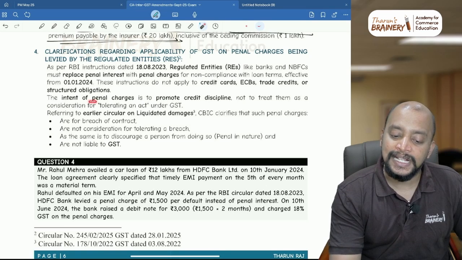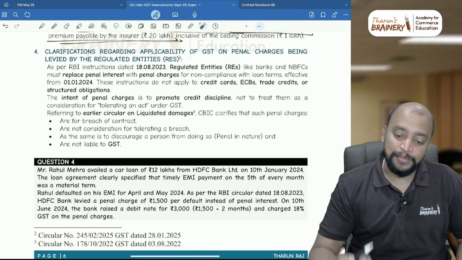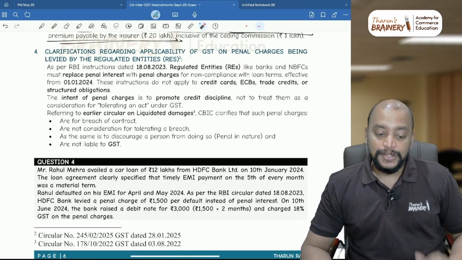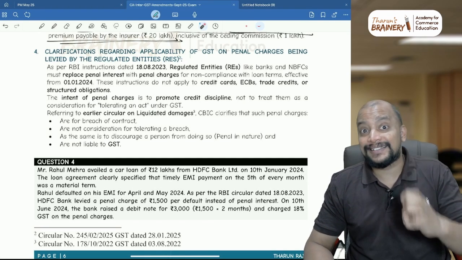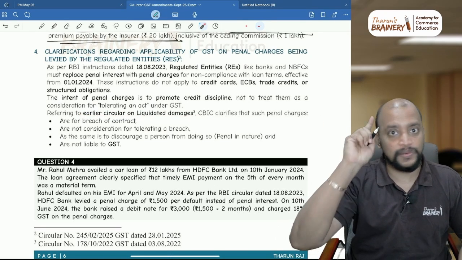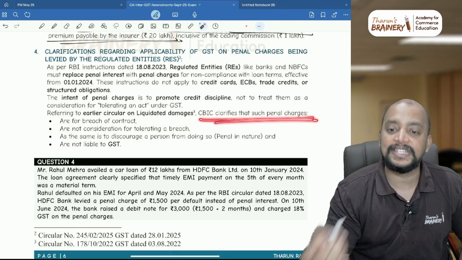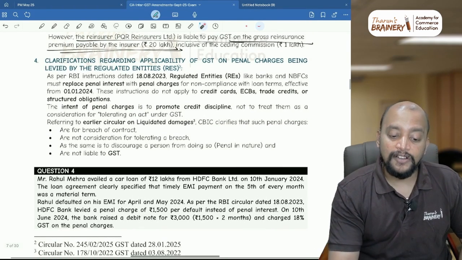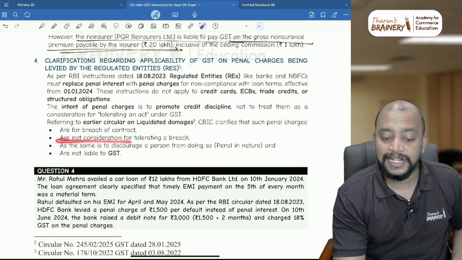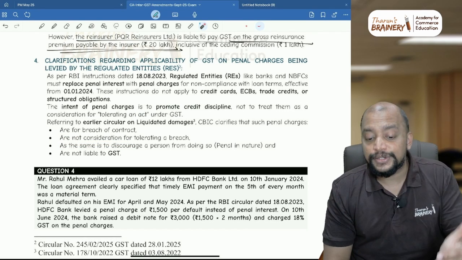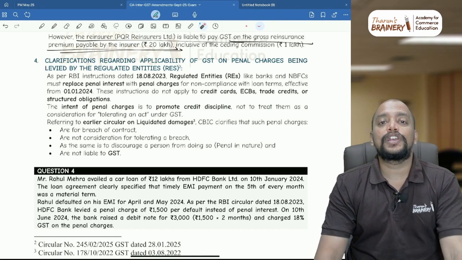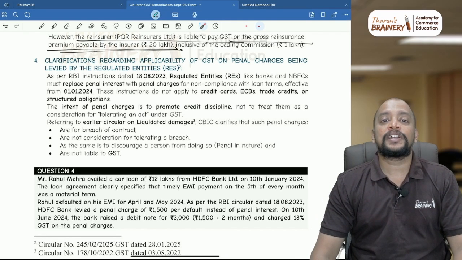The intent of penal charges is to promote credit discipline and not to treat them as consideration for tolerating an act. Which means the intention is what? To discourage a person from doing it. Referring to an earlier circular on liquidated damages, CBIC clarifies that such penal charges are for breach of contract and are not treated as consideration. Why? Because the same is to discourage a person from doing so. Penal in nature, and therefore it will not be liable to GST. So that is the treatment of penal charges.